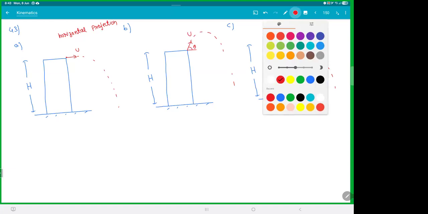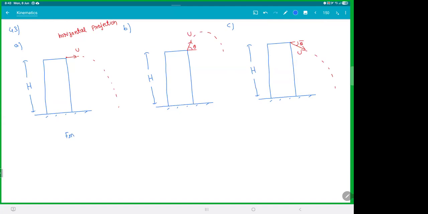We did something like this in 1D motion, up, leaving at rest and everything. So find the range and time of flight for all the three cases, and the speed when they reach the ground.